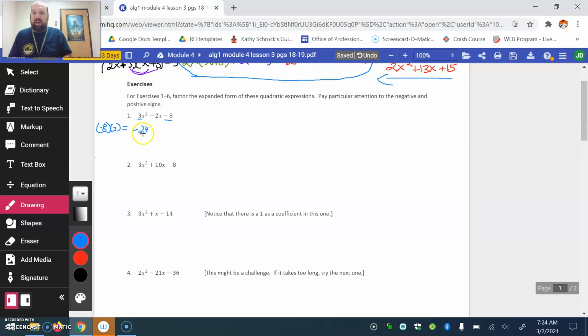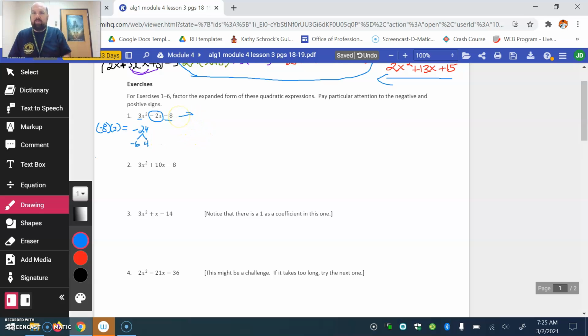Now, I need factors of -24 that add up to -2. I'm going to use the middle term now, okay? So I know 6 and 4 are factors of 24. Because it's negative, one has to be negative. Because this is a -2, -6 and 4 are my two factors, all right? So -6 plus 4 would give me -2. Now, what does that do for us?